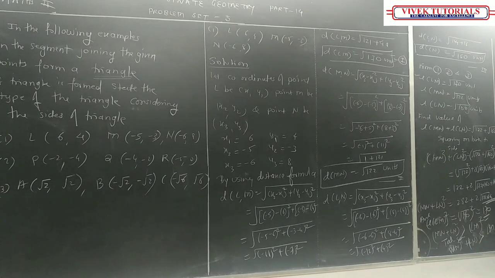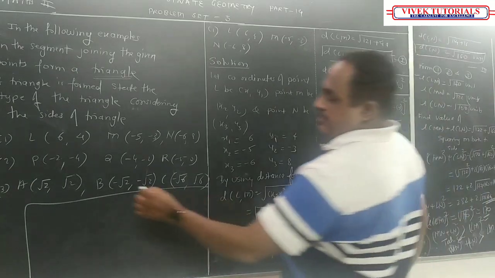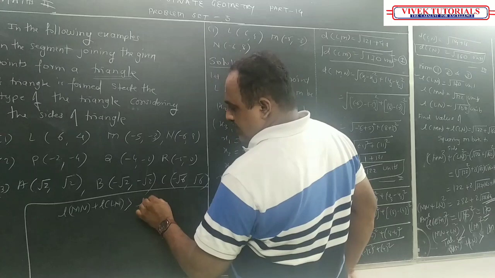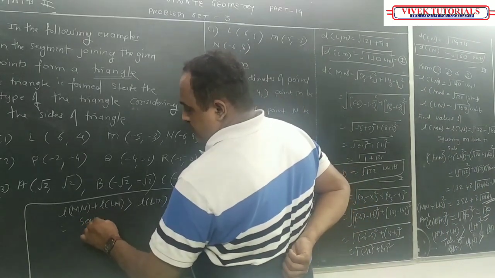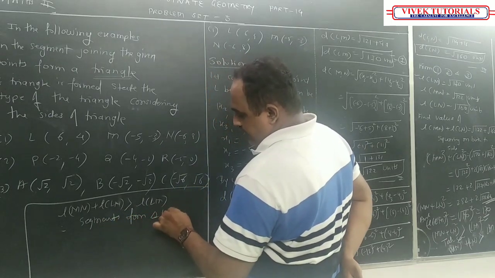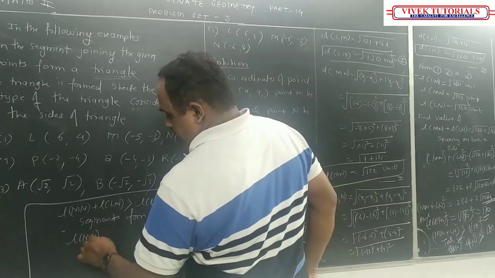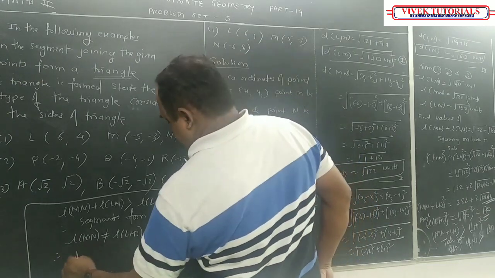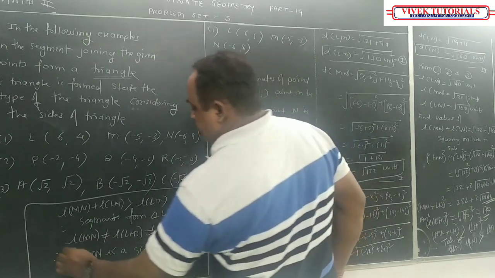So students, we got that this is greater than, okay? So see once again, I try to solve it over here. So what you got: length MN plus length LN is greater than length LM. Therefore this condition holds, that's why the segments form triangle LMN. The triangle is formed, and length LN, length MN, and length LM are not equal to each other. Therefore triangle LMN is a scalene triangle. It is a scalene triangle.